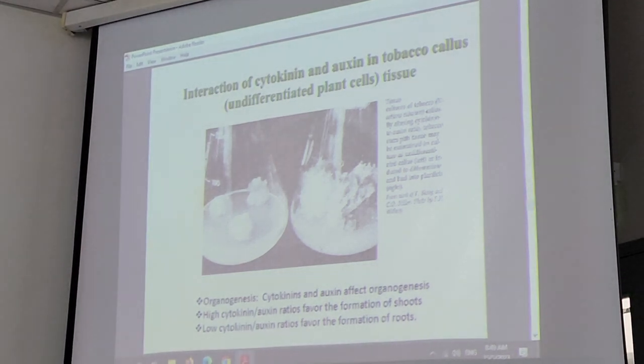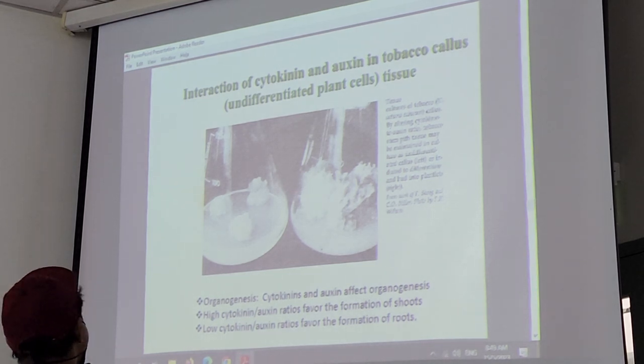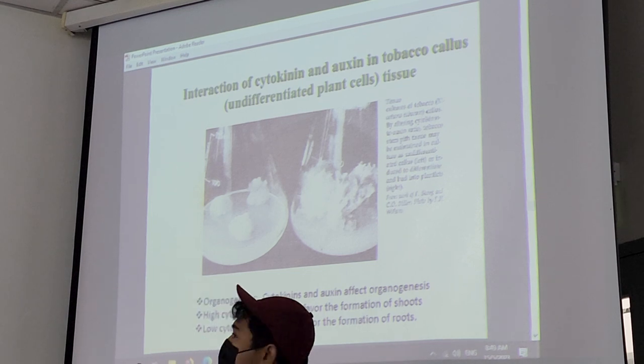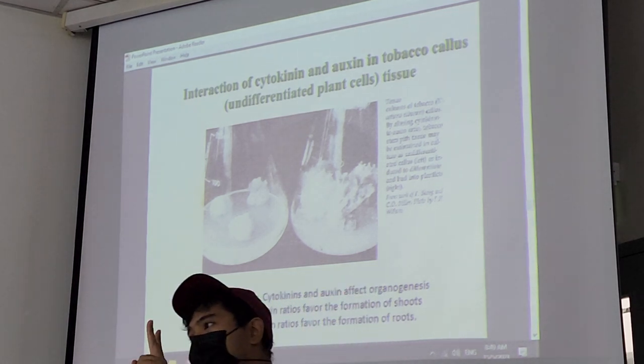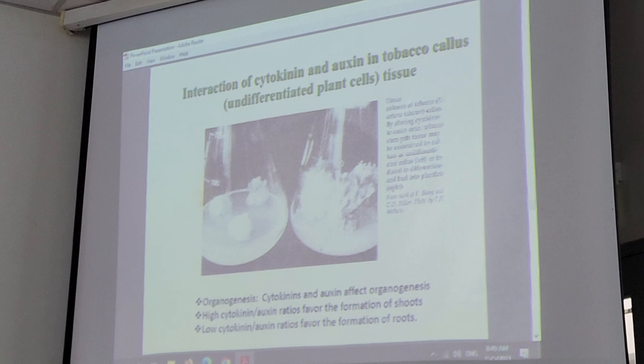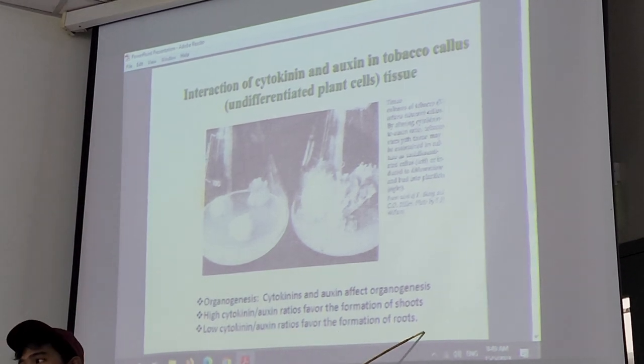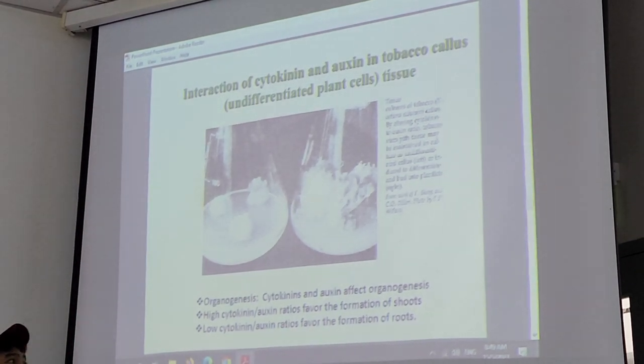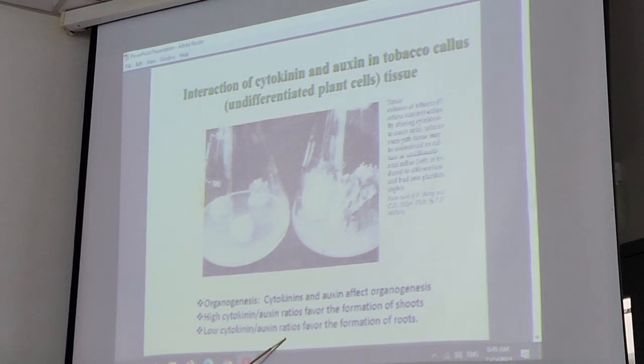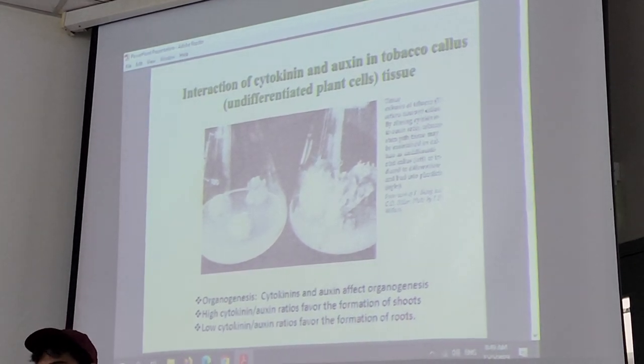For organ genesis, no breaking apart. We are building things. So for organogenesis, two organs important at the beginning of seedling life: root and shoot. When you have high cytokinin, it favors shoot formation. When you have high auxin, it favors root formation.